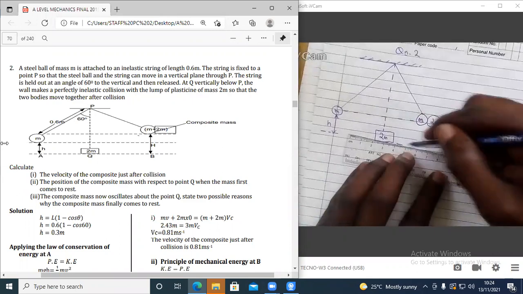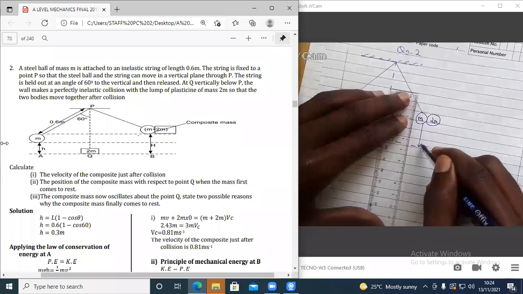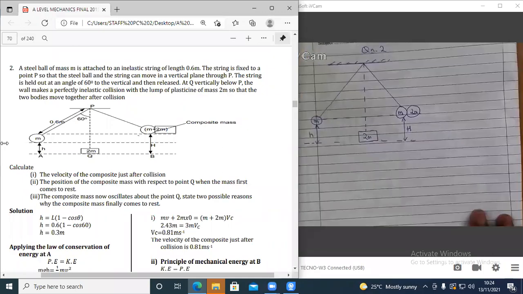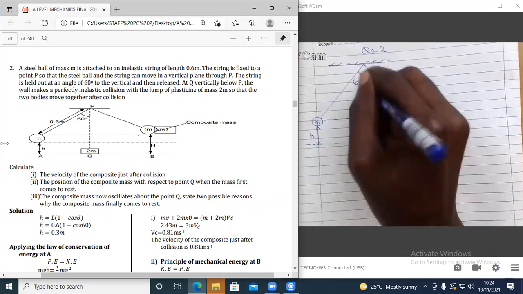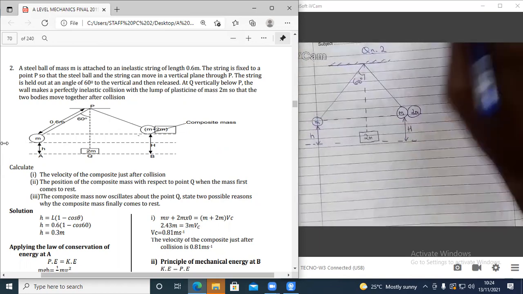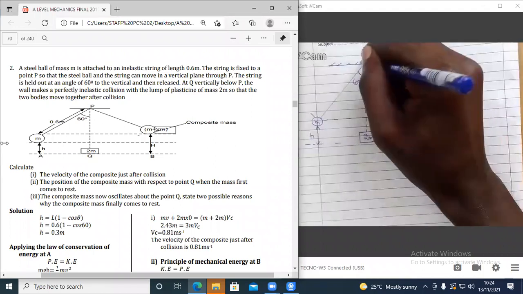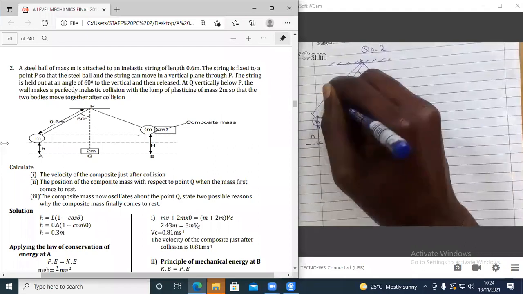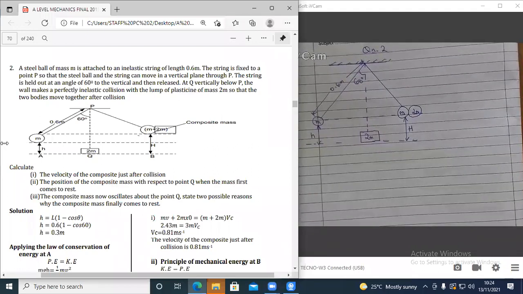Now the vertical height after impact, they have called it h. That one will not change anything. This angle, they've said, is 60 degrees. So we don't know the angle of the swing, but this length here was given to be 0.6 meters.